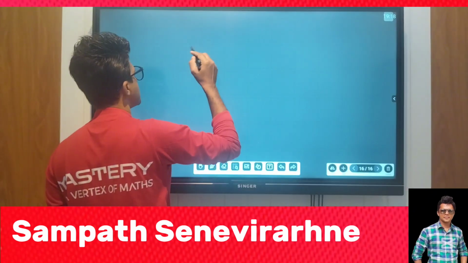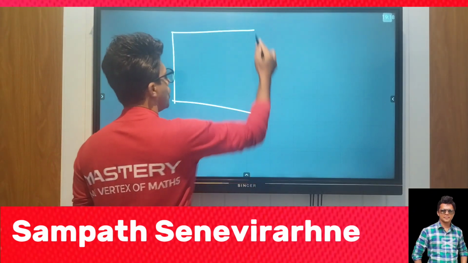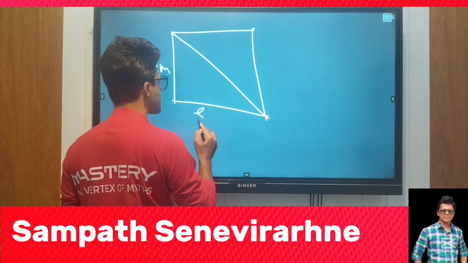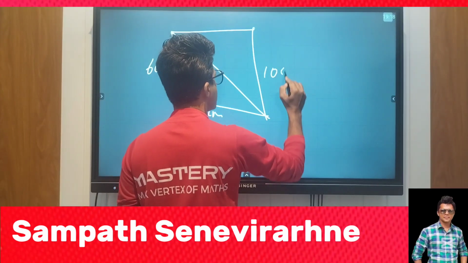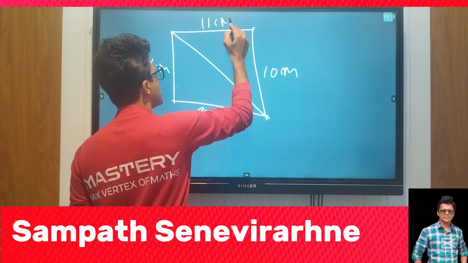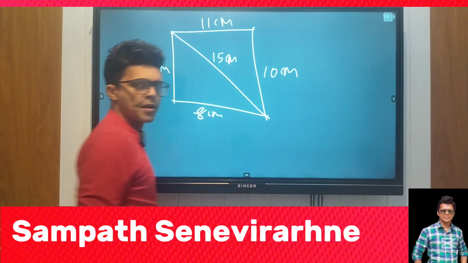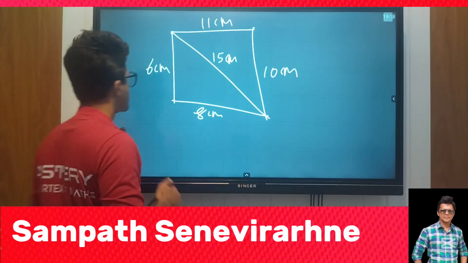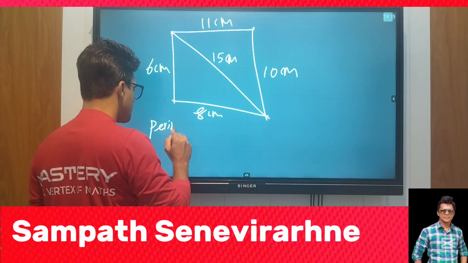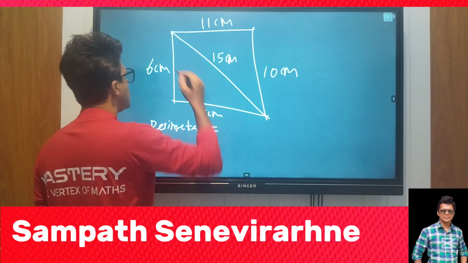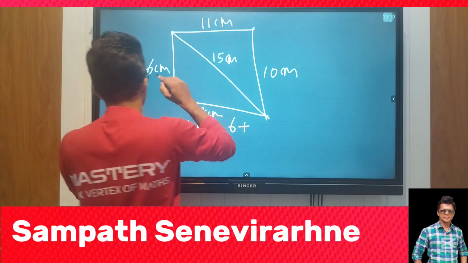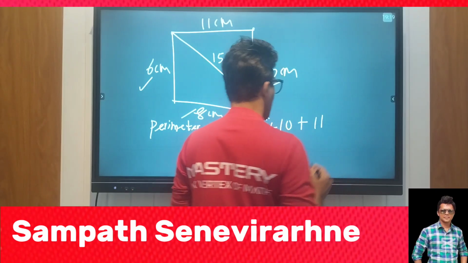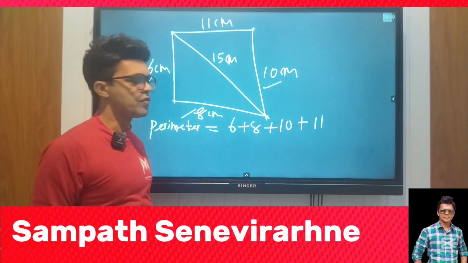How can we simplify this question? How do you get the perimeter of this type of figure? Here 6 cm, here 6 cm, here 8 cm, here 10 cm, here 11 cm, here 15 cm. How do we get the perimeter of this one? The perimeter of this plane figure can be calculated as perimeter equals 6 plus 8 plus 10 plus 11. Are we writing this 15? No, that's all. We shouldn't write it.